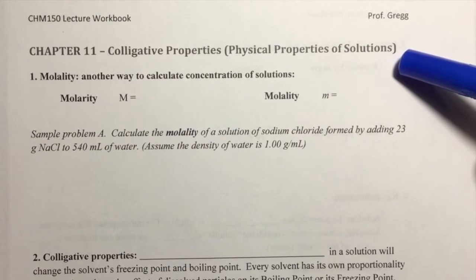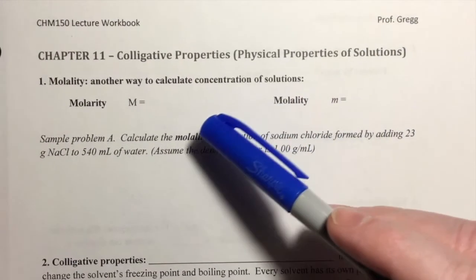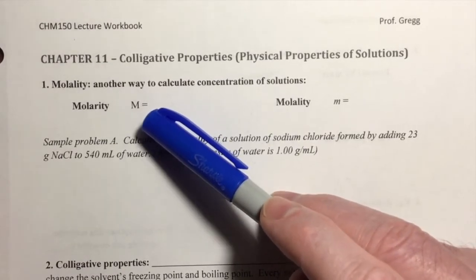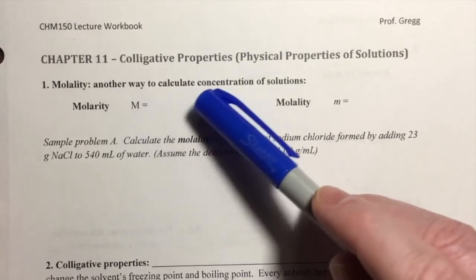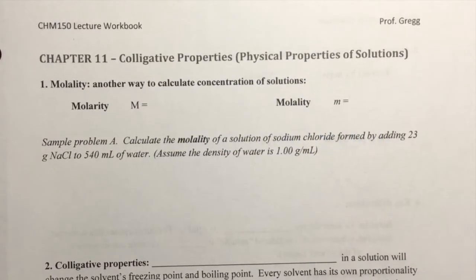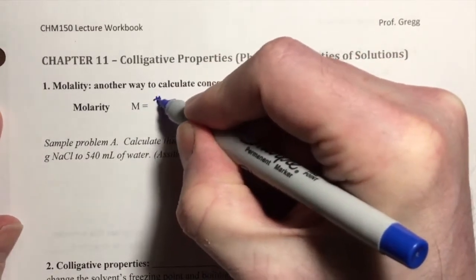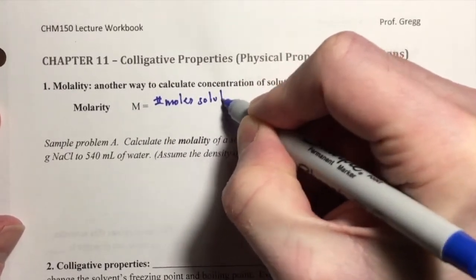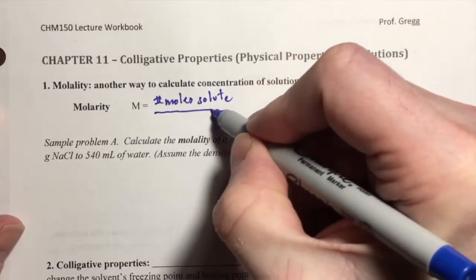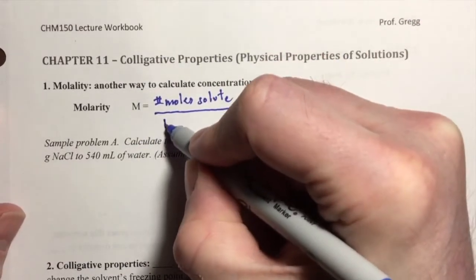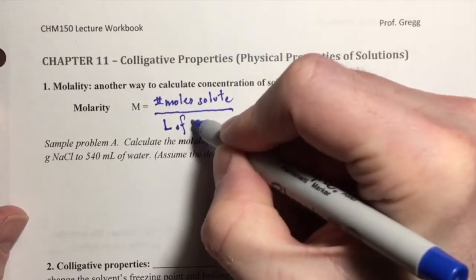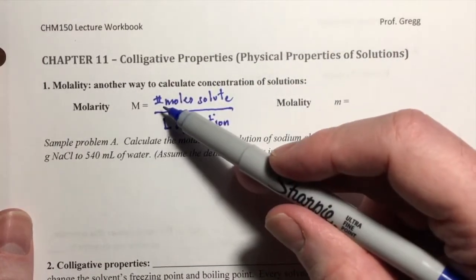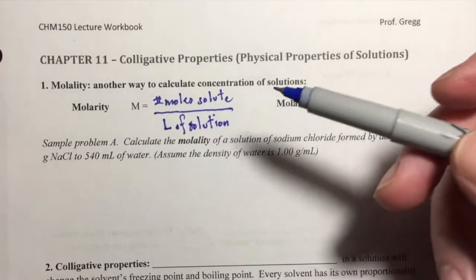So already in this course, we have seen how we use molarity, capital M, to measure and report the concentration of a solution. And we know that molarity is the number of moles of a solute that are dissolved in a liter of solution. So it's the number of moles of solute per liter of solution.